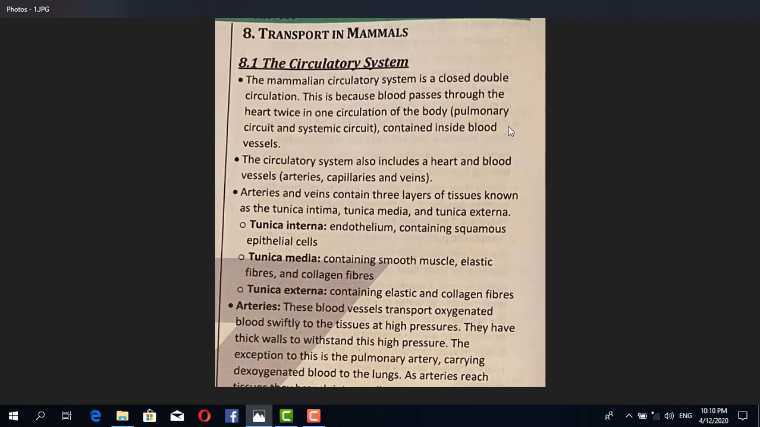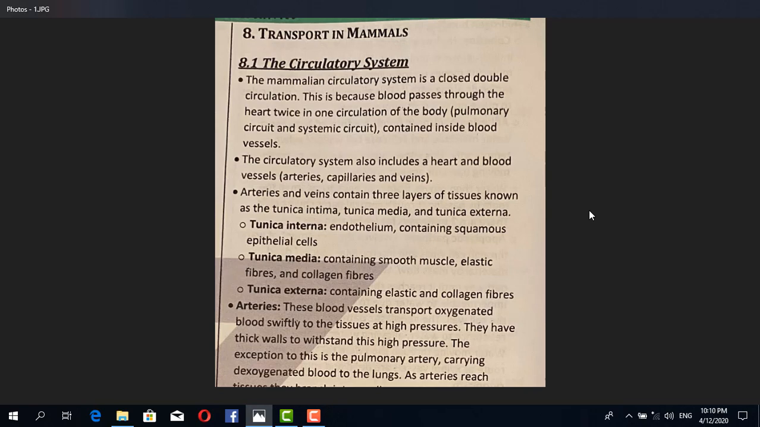The circulatory system of a mammal is not like that of a fish or any other animal. It actually consists of a double circulation. Why? Because the blood here passes through the heart twice in one circulation.